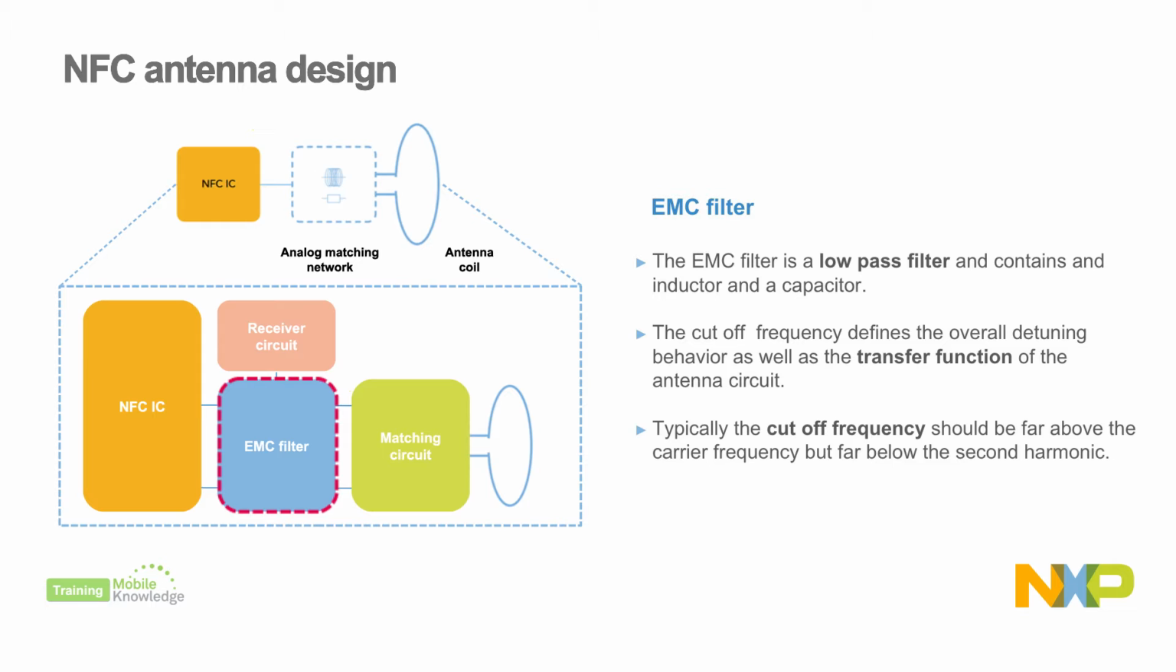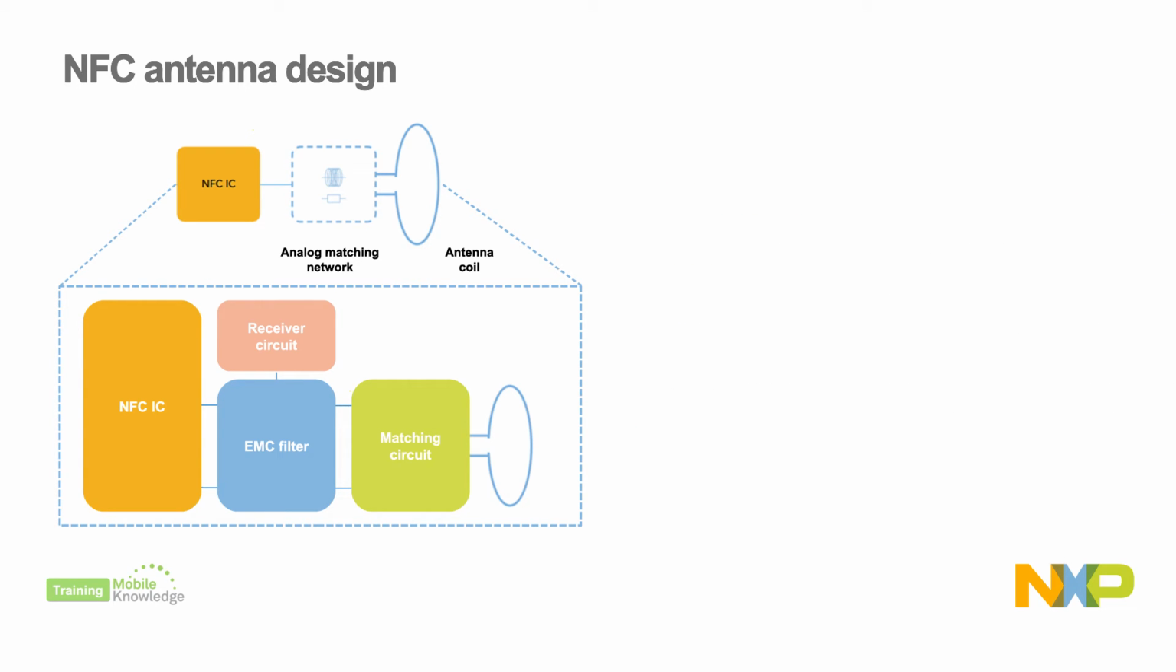Its cutoff frequency defines the overall detuning behavior as well as the transfer function of the antenna circuit. Usually, the cutoff frequency should be far above the carrier frequency, but far below the second harmonic. For asymmetric antenna tuning, the filter cutoff frequency can go up to 22 MHz, while for symmetric antenna tuning, the filter cutoff frequency should be around 14 MHz.